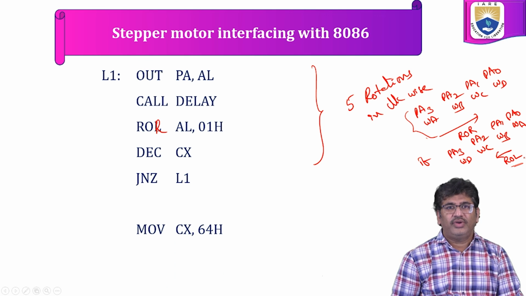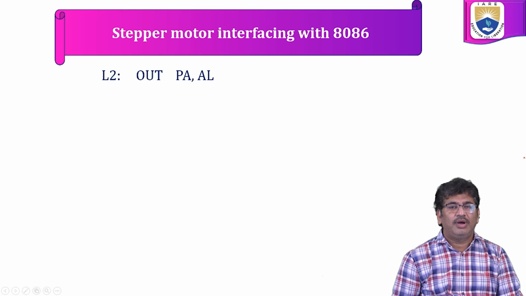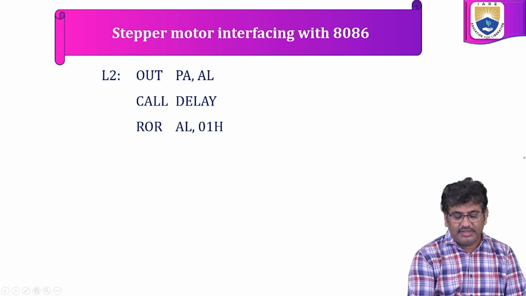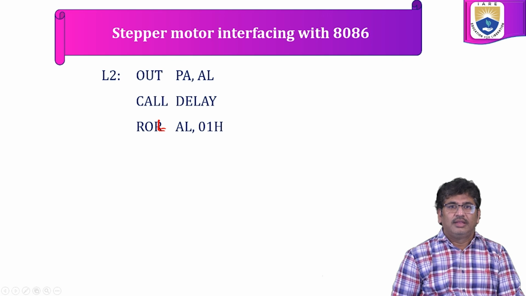Next for anti-clockwise, again load the count into CX register, MOV CX, 64H. The first excitation we will move to AL register, MOV AL, 88H. This we have to direct to port A. So OUT port A, AL. As one sequence is done, for getting the next sequence, we have to rotate these contents towards the left side. So by calling a delay program for 10 milliseconds, then we rotate towards the left side by 1 bit. Then as one sequence is done, decrement the count.